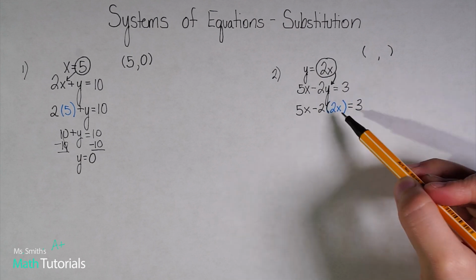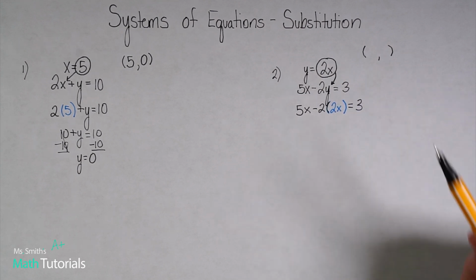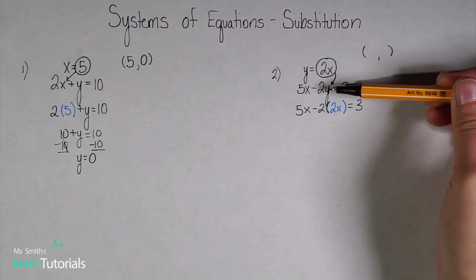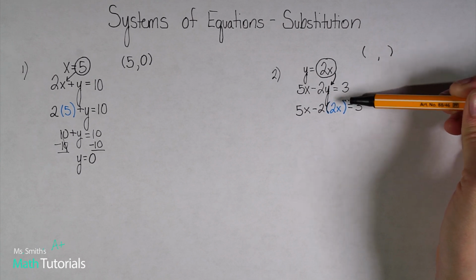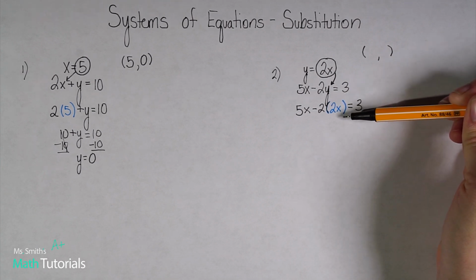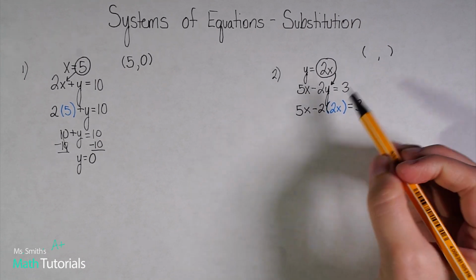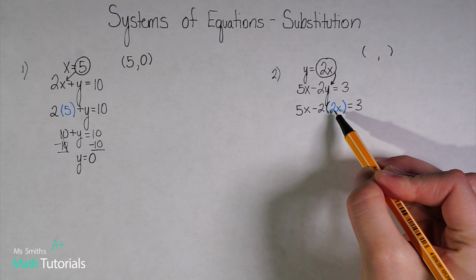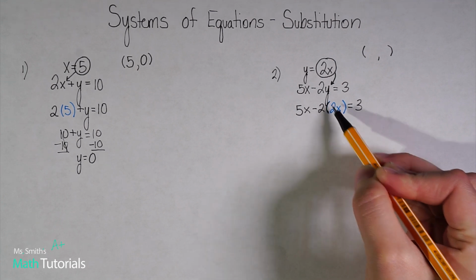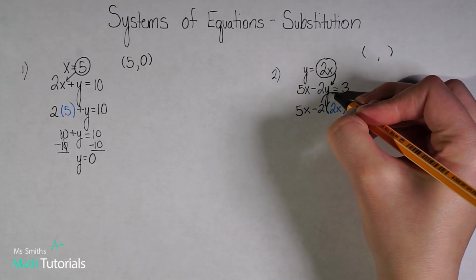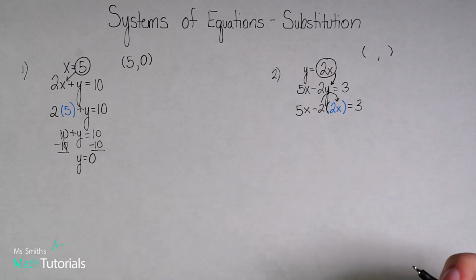Okay, so again, you'll notice I just highlighted in blue the fact that I'm completely putting in 2x for y. I'm substituting it in. So now, again, it's just a basic algebra problem that I need to solve. Well, here I've got this -2 times 2x. I need to take care of that. It's kind of like distributing this 2 into that 2x.